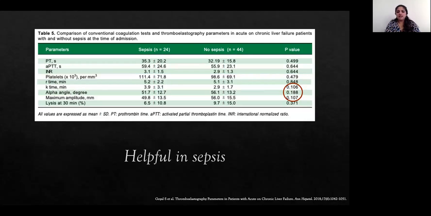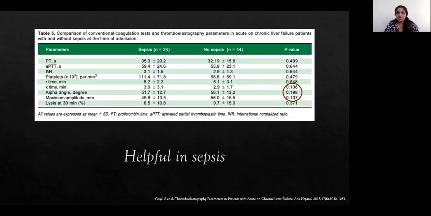This has been a really good study that was published in 2018. It measured thromboelastography parameters and compared them within different comorbidities that can happen in liver disease, to see how our regular tests work in different comorbidities versus how the TEG parameters work. So this first slide is how did TEG help us in sepsis.